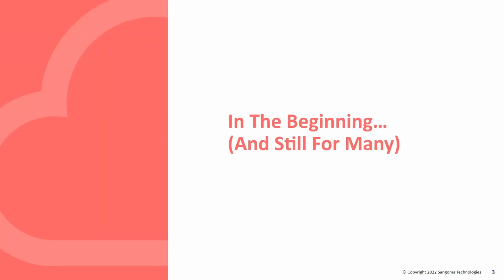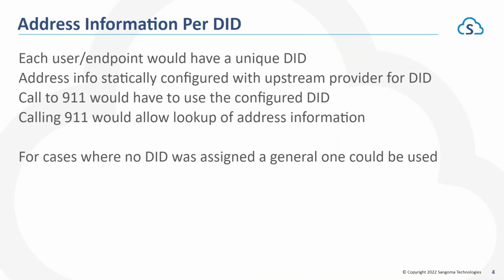So in the beginning, and still for many, we have address information per DID. So each user or endpoint has a unique DID, and then ahead of time, we configure with our upstream provider using a portal or an API some address information associated with that DID. For calls placed to 911, we then have to ensure that our caller ID information is using the correct configured DID, so that the emergency services are able to receive the correct address information.